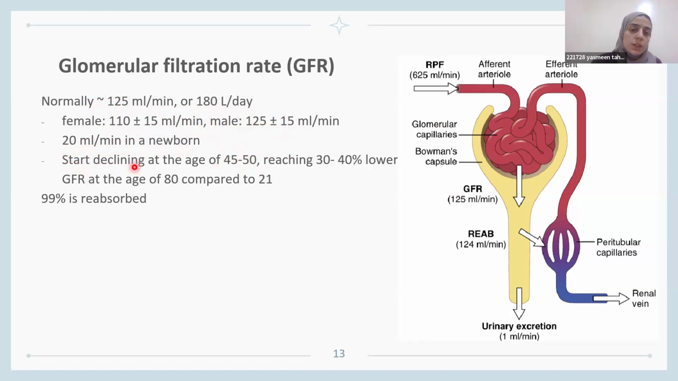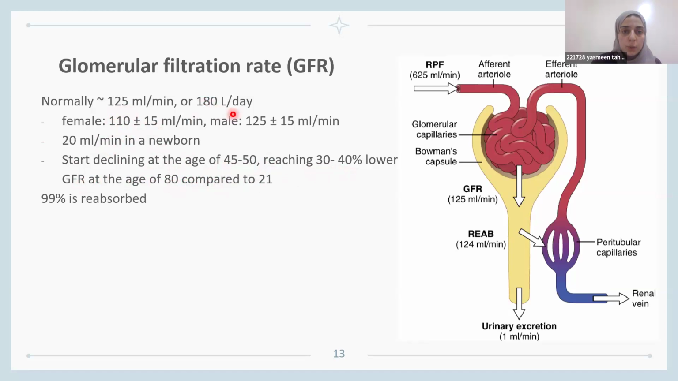And for an aged person, from the age of 45 to 50, this is when they start having declining GFR. This is normal physiology. So by the age of 80, they have 30 to 40% lower GFR. They lose around 1 mil per minute of their GFR per year.